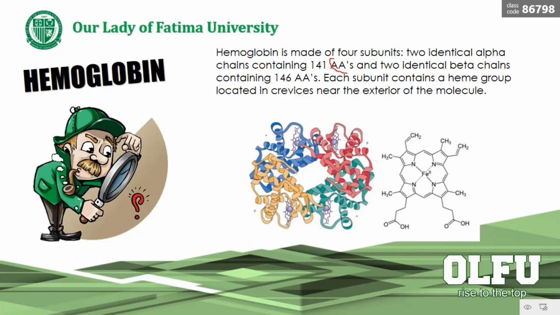And each subunit contains a heme group. Okay? As you can see, itong mga portion na yan. Yan yung site kung saan yung iron in our hemoglobin ay existing. So, dyan sa mga portion na yan. Ayan, yung mga parang web na yon. And our hemoglobin, kung titignan yung structure, para siyang donut, di ba? Para siyang donut.